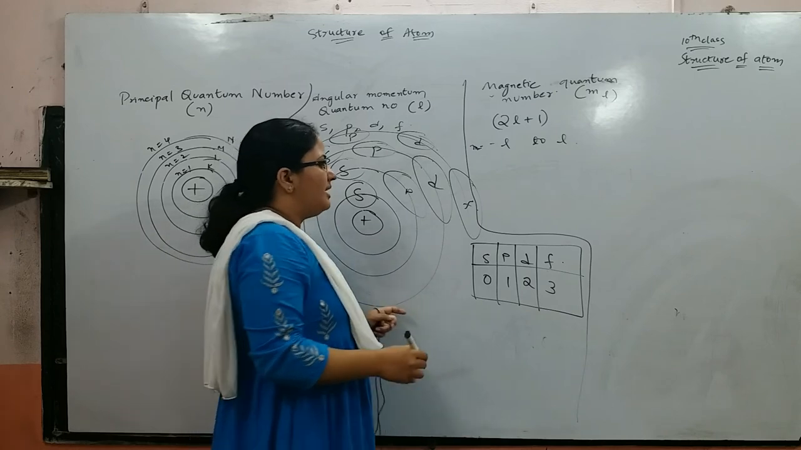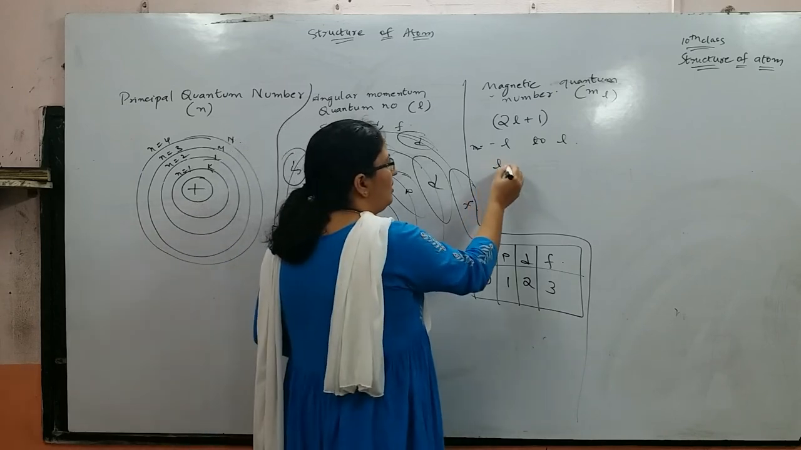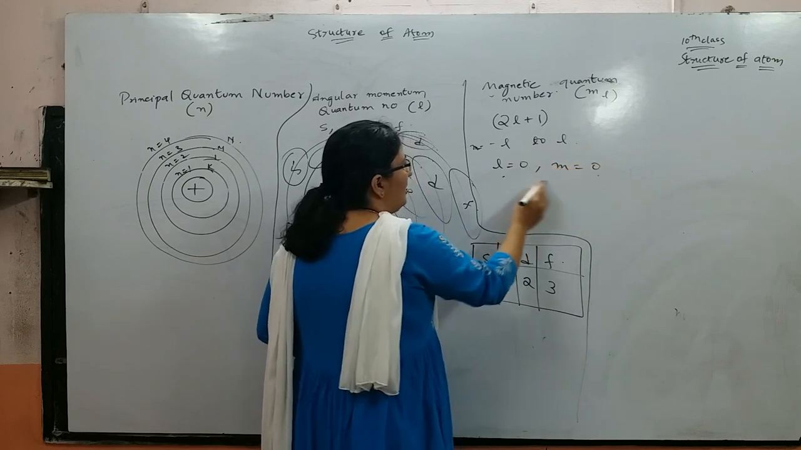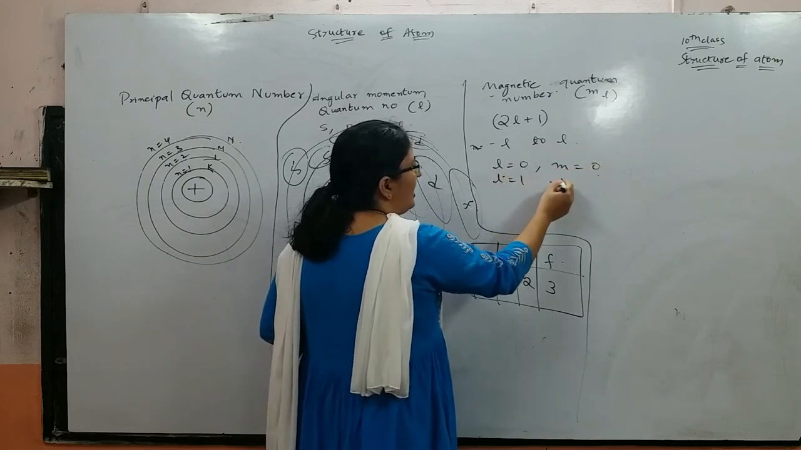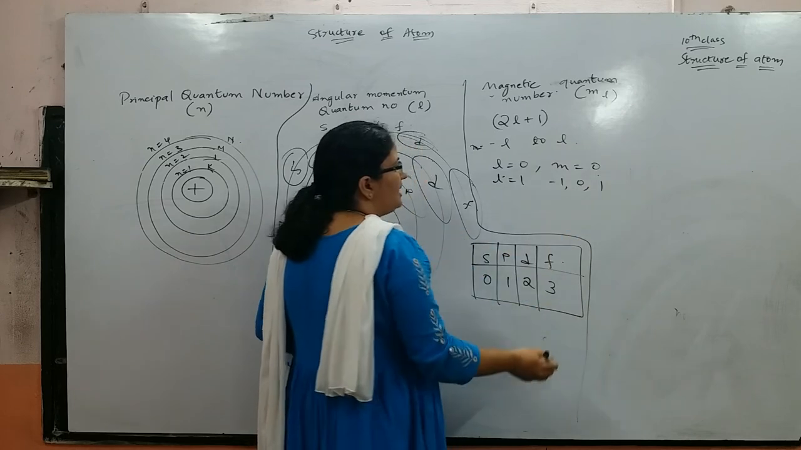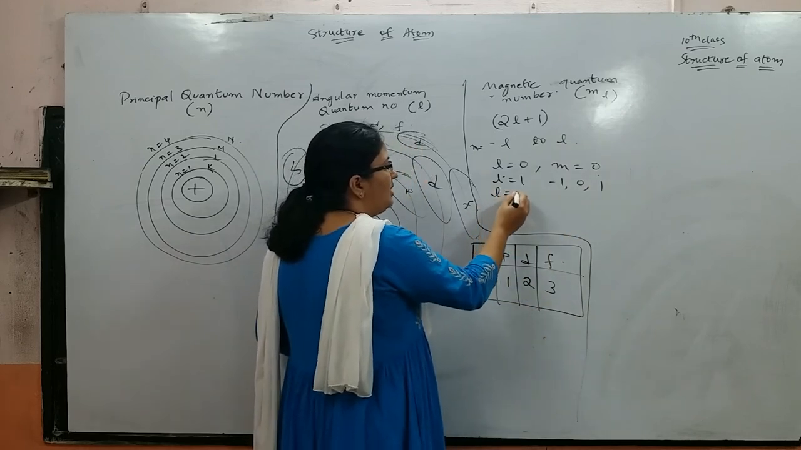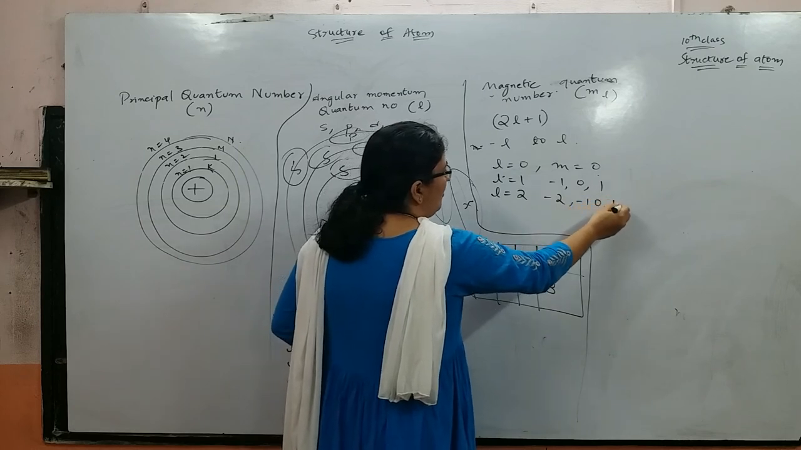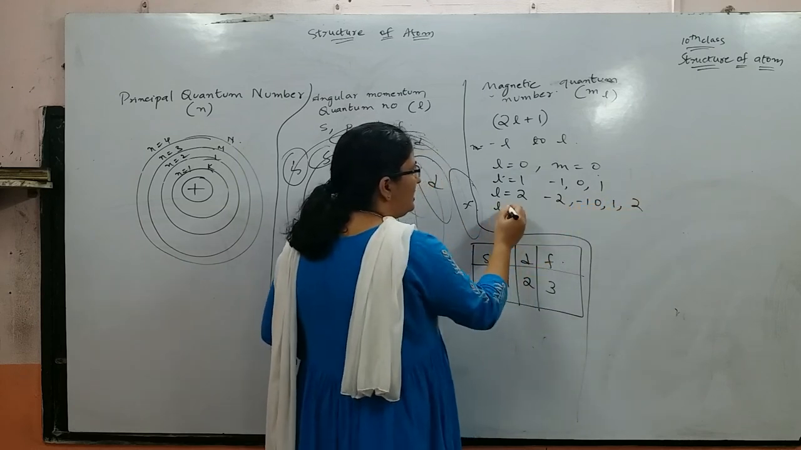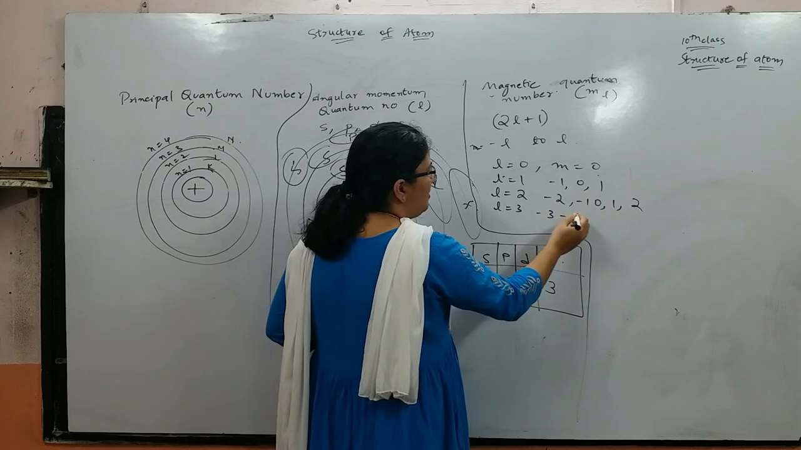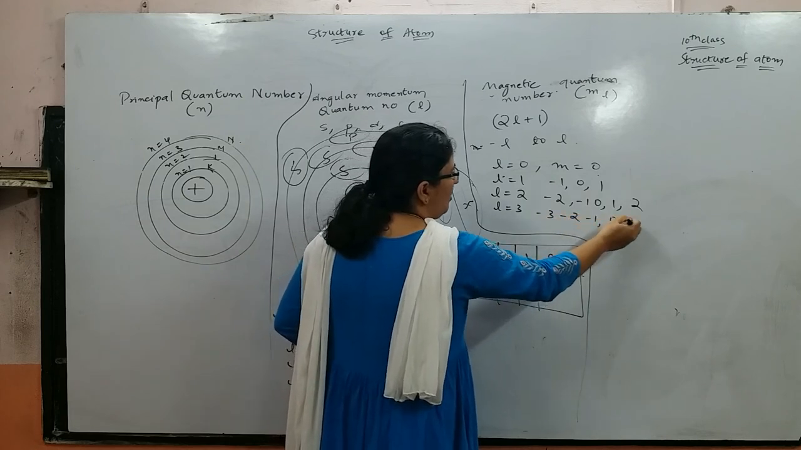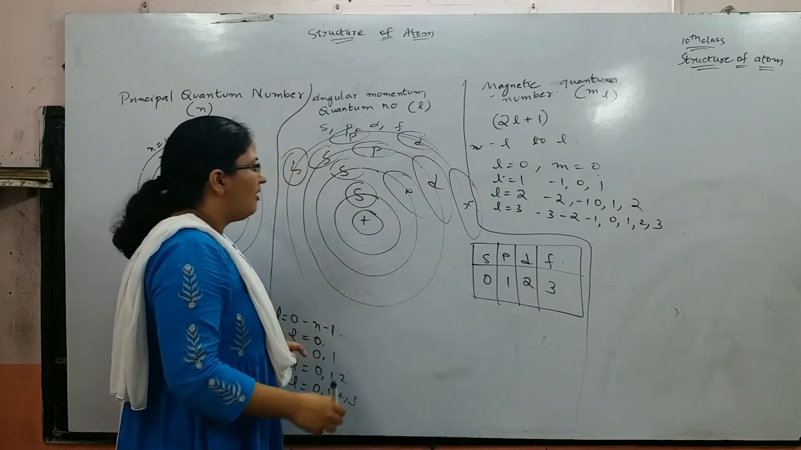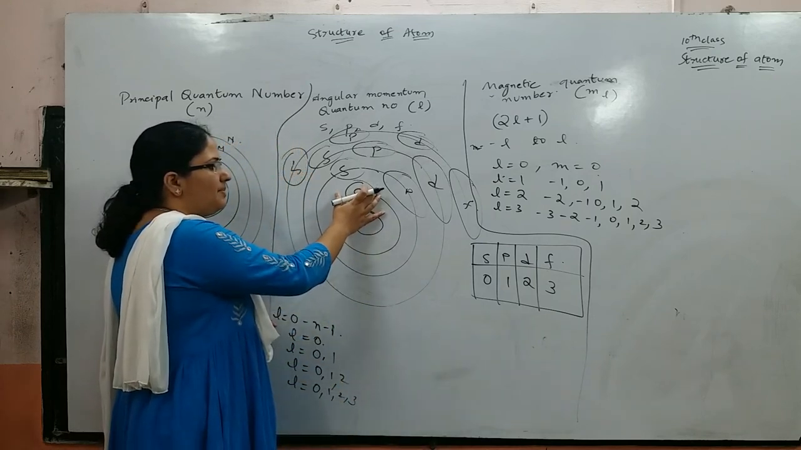For L is equal to 0, you have m value as 0. For L is equal to 1, you have minus 1, 0, 1 as the values of m. For L is equal to 2, you have minus 2, minus 1, 0, 1, 2. For L is equal to 3, you have values minus 3, minus 2, minus 1, 0, 1, 2, 3. These are the values of the orbitals present in the subshell.